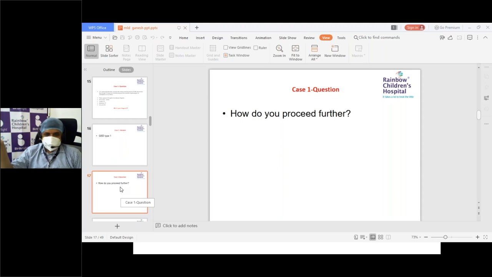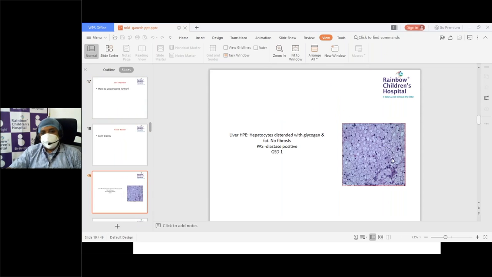Yes, we have to ask for serum triglyceride levels. Again, elevated serum triglyceride levels point towards the diagnosis of GSD type 1. And how do we proceed further? Yes, a liver biopsy can be done to show the presence of hepatocytes which are distended with glycogen. This slide shows these are all the hepatocytes, and the white things are the glycogen, and the nucleus is pushed to the periphery, and this is PAS diastase positive, and so that confirms your diagnosis of GSD type 1.